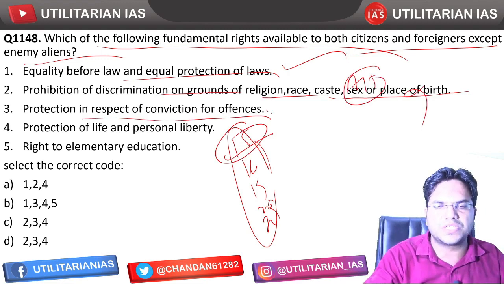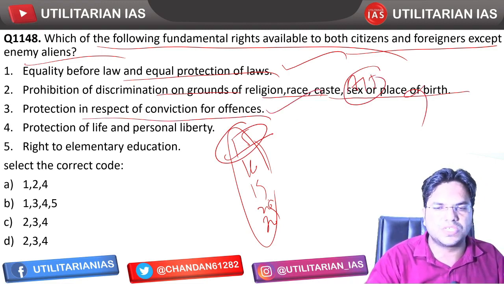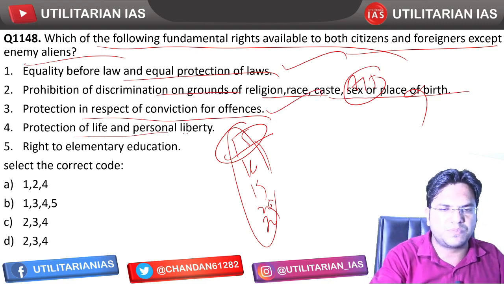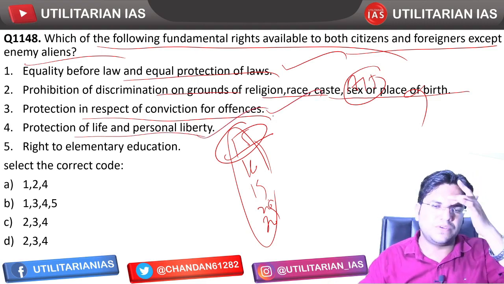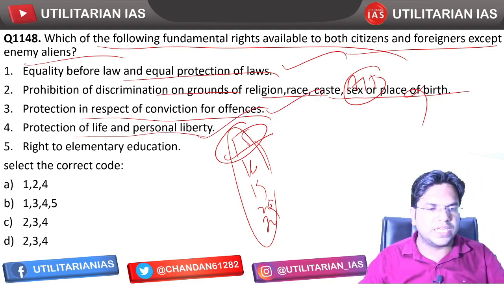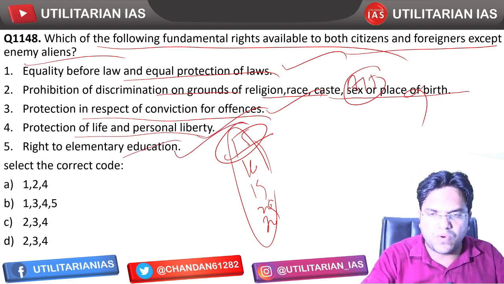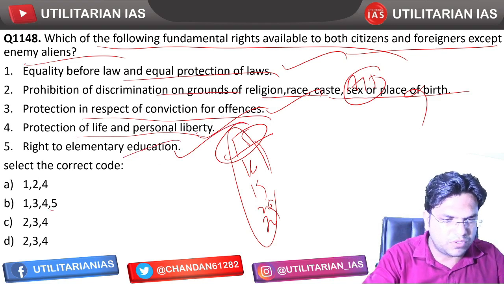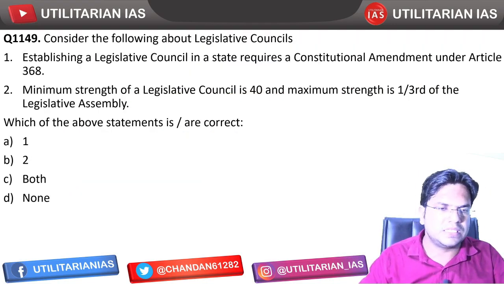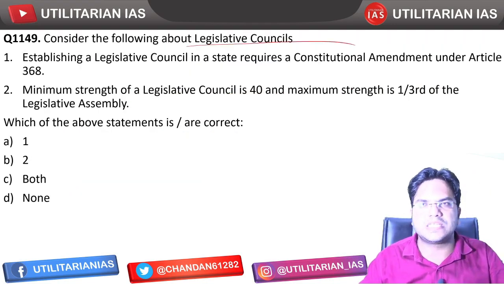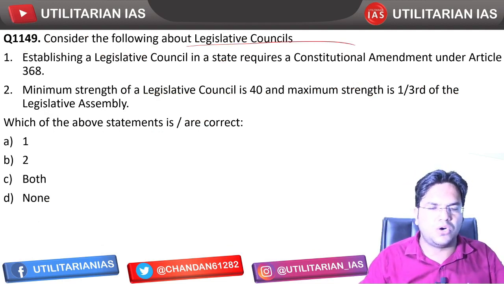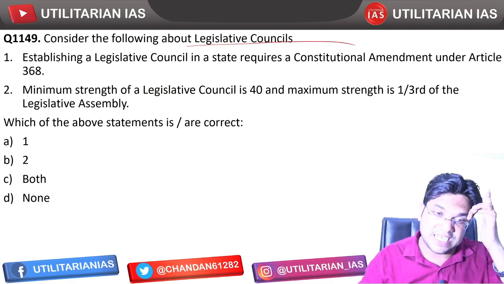Protection in respect of conviction, that's correct, that is available both to citizens and foreigners. Protection of life and personal liberty, Article 21, this is also available to both categories of people. Right to elementary education, again available to both categories of people. So 1, 3, 4, 5, B is going to be the right answer. Consider the following statement about the legislative council, that is the upper house of the states, right?